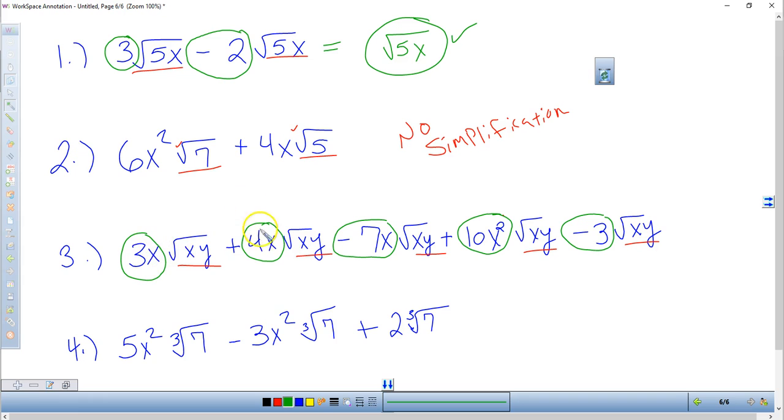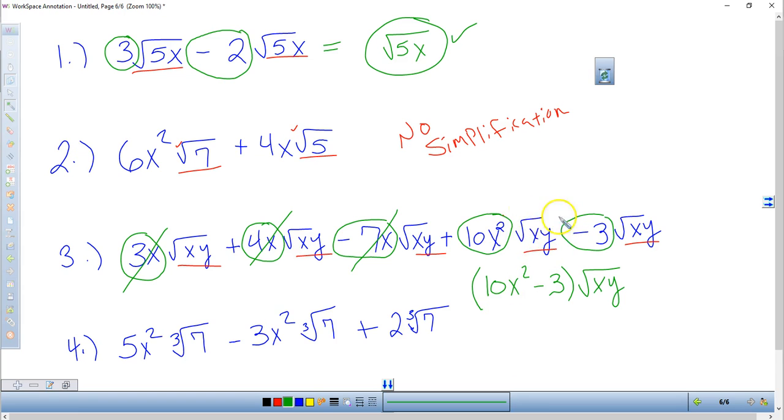Well, right here, 3 and 4 makes 7 minus 7. So these cancel out. All I'm left with is 10x squared and negative 3, which I cannot combine into a single term. But what I can do is write them as a binomial. I can write it like I see it. 10x squared minus 3, and we put these in parentheses. Out here to the side, I'm going to write what the radical is, and it's radical xy.